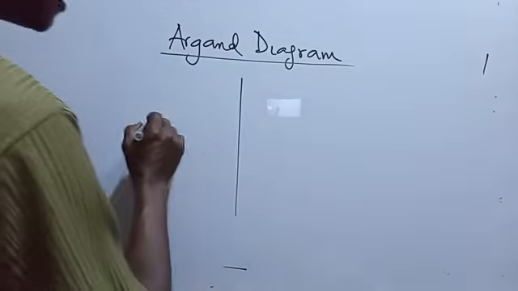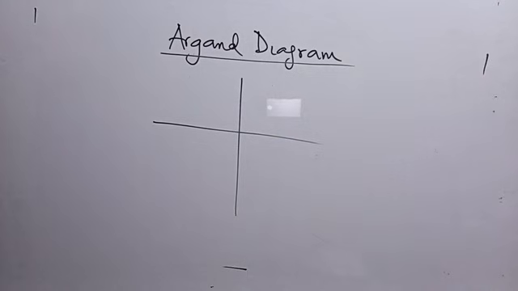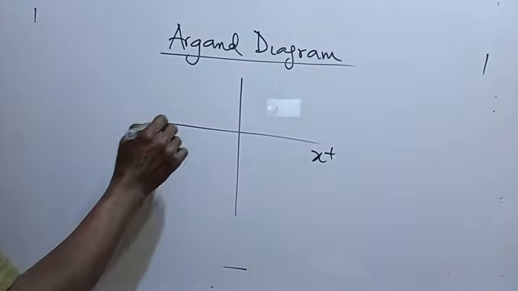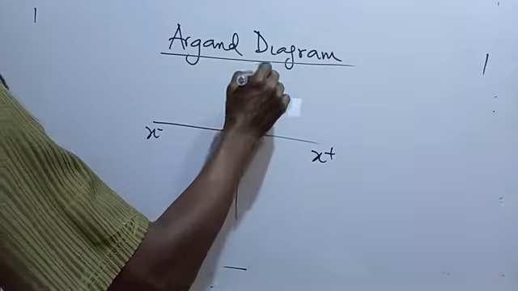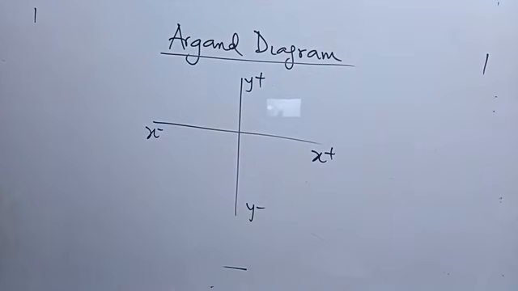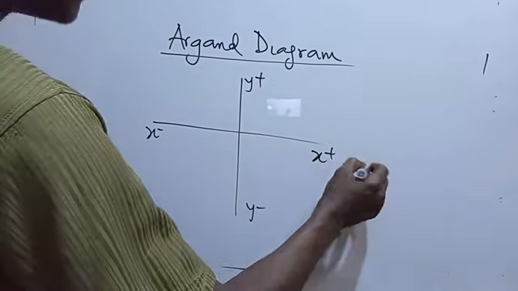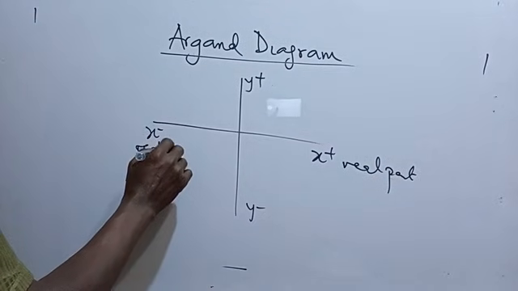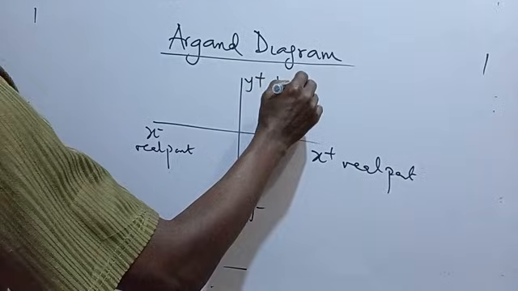This is an example of an Argand diagram. Now we have the x positive and we have the x negative here. We have y positive, we have the y negative. Along the x-axis, we have the real parts, okay? Along the y-axis, we have the imaginary part.